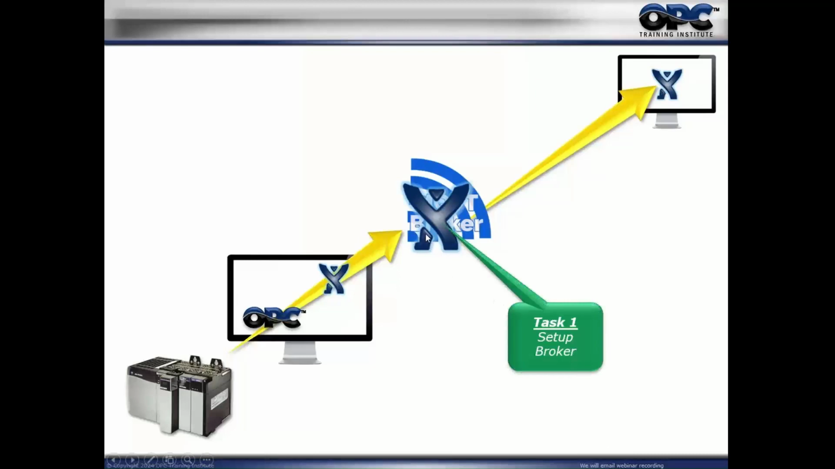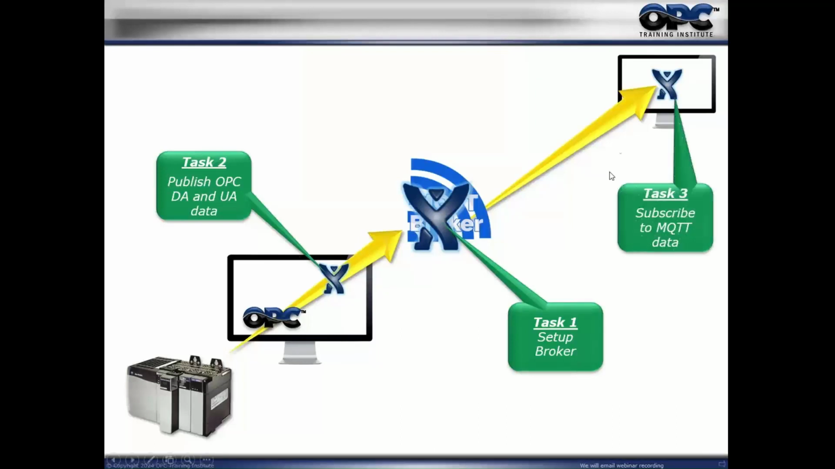So we're going to set up a broker. I'll show you how to set that up. And then we will publish the information to this broker using OPC Expert. So we'll capture the information with OPC, publish it to the broker. And then the third thing is we're going to subscribe to this data using MQTT. So using MQTT, we're going to have a subscriber and a publisher and also a broker. So we'll have all three of those right here.